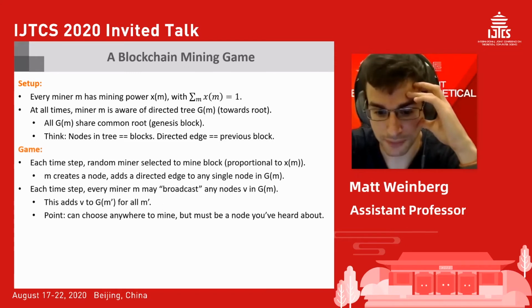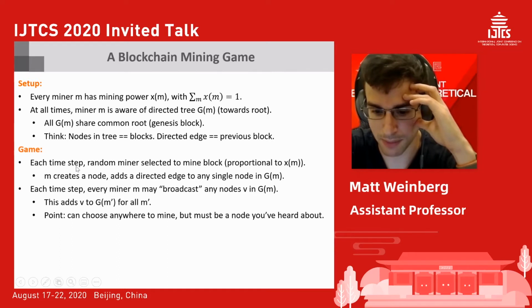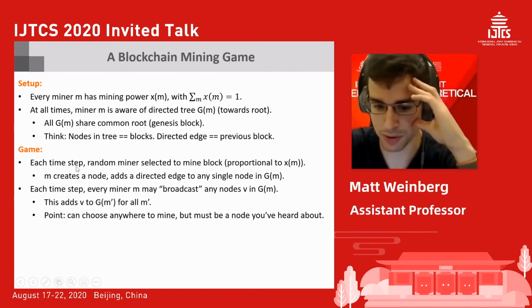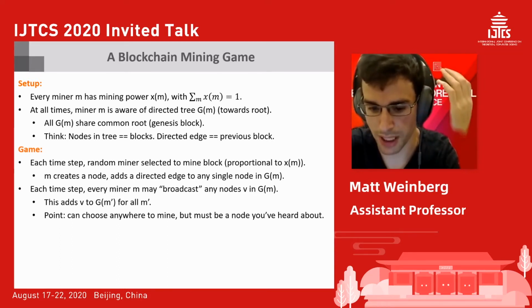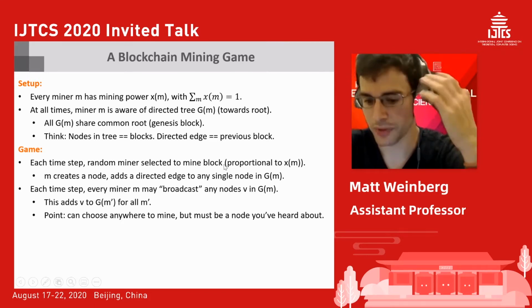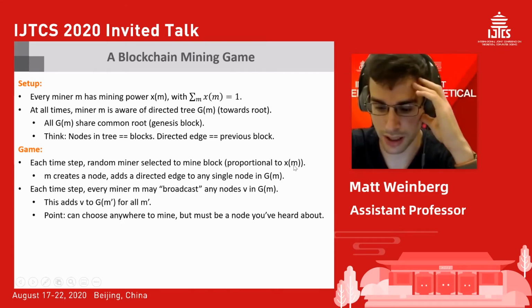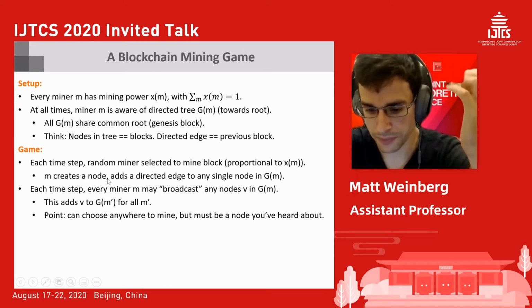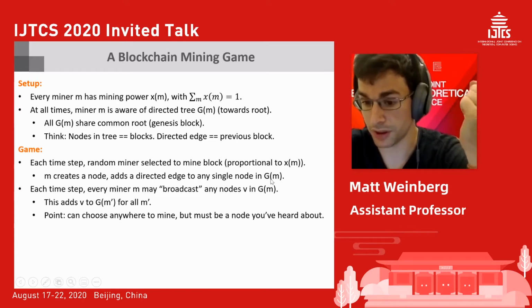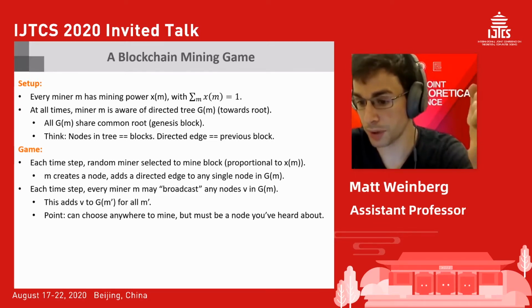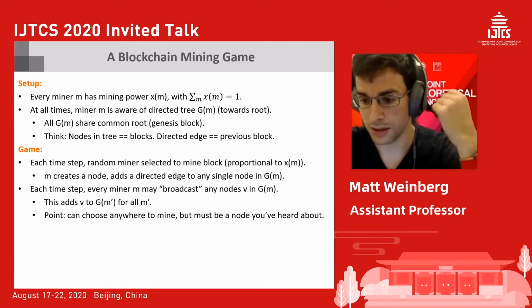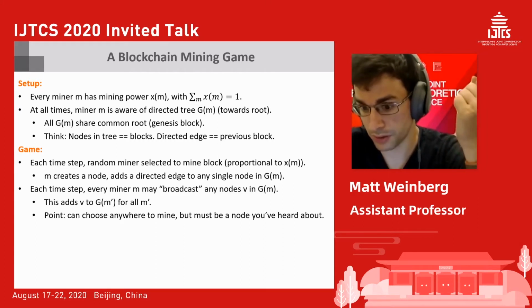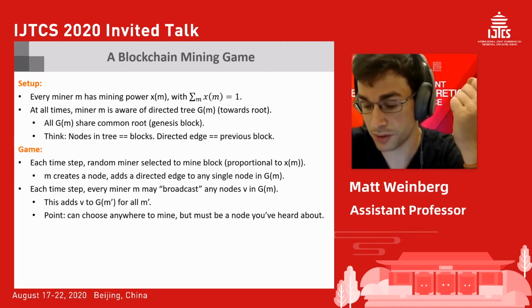Now what's the game? So initially there's just the genesis block. And then at every time step, so in this model, the time steps are discrete, there's a random miner who's selected to mine a block. They're selected proportional to their fraction of mining power. And they create a node, and they can add a directed edge to any node that they have heard of. Okay, so they can point anywhere. So this is the idea that the Bitcoin protocol might ask you to point to the longest chain that you've heard of, but you don't have to. You can point anywhere.